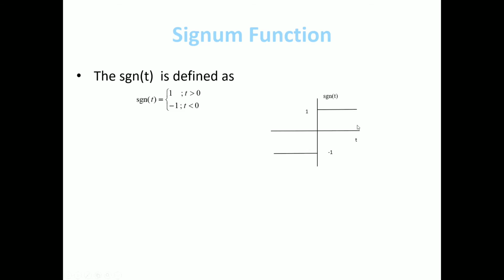The graphical representation of signum of t looks like this. Here I have a positive value for t greater than 0 and a negative value for t less than 0. So this is a simple signum function.